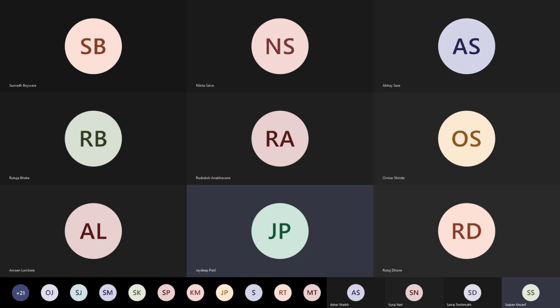The screen is not visible. One minute. Is it visible?